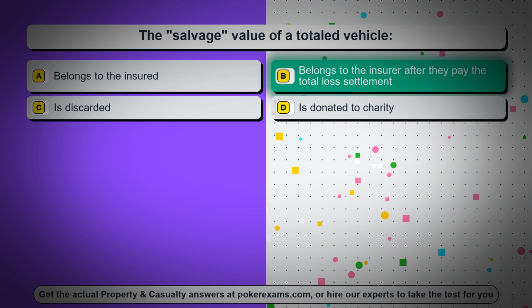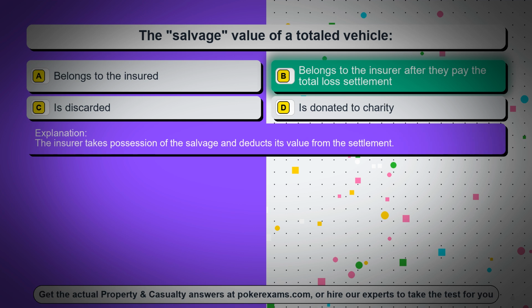The correct answer is option B, belongs to the insurer after they pay the total loss settlement. The insurer takes possession of the salvage and deducts its value from the settlement.